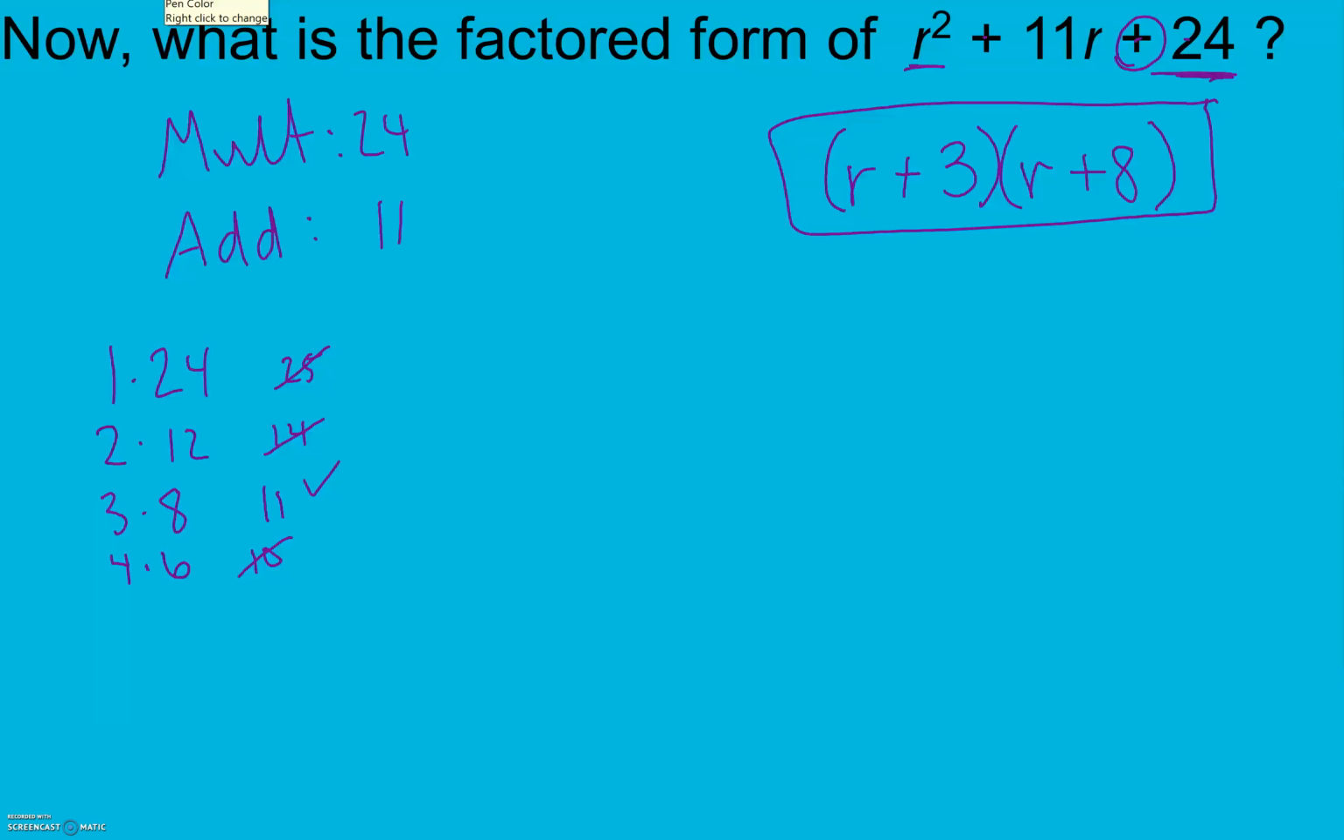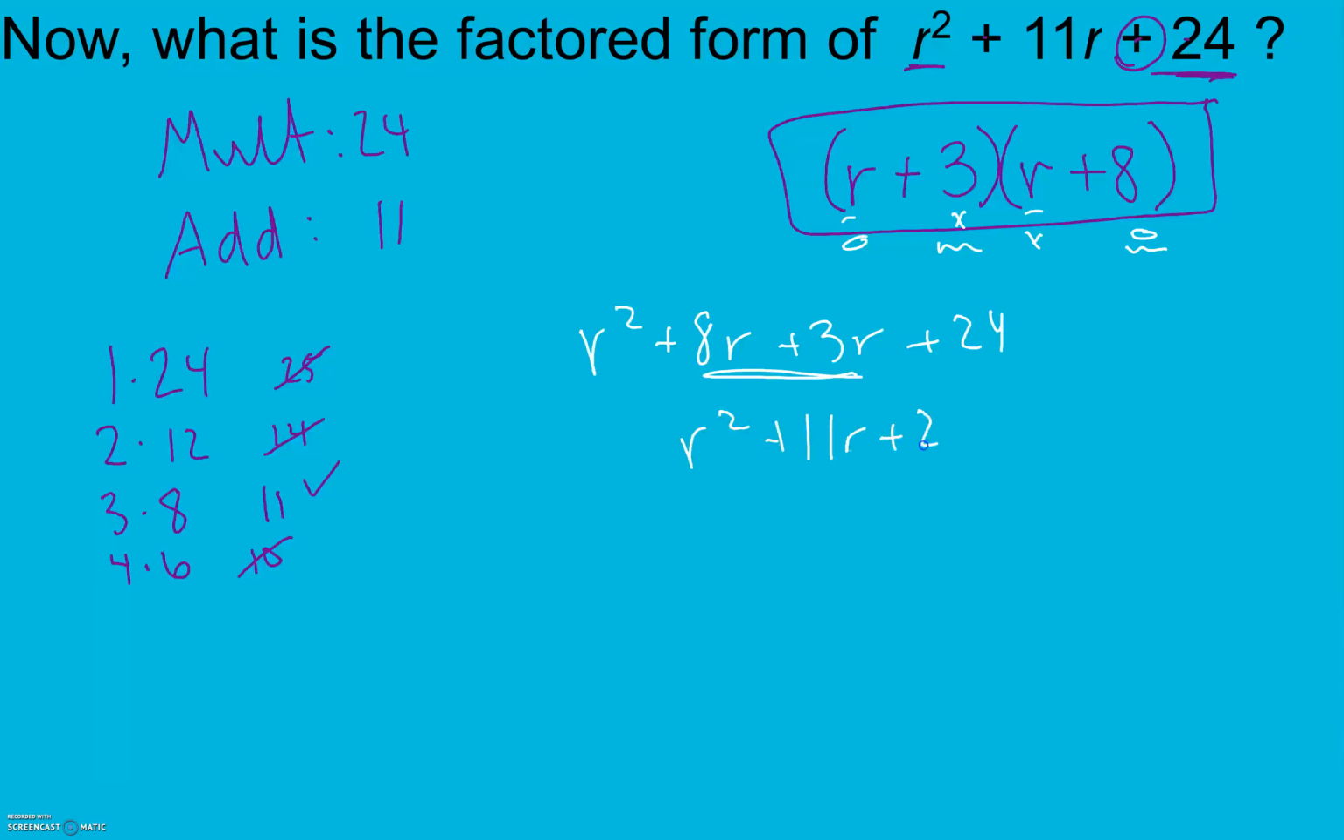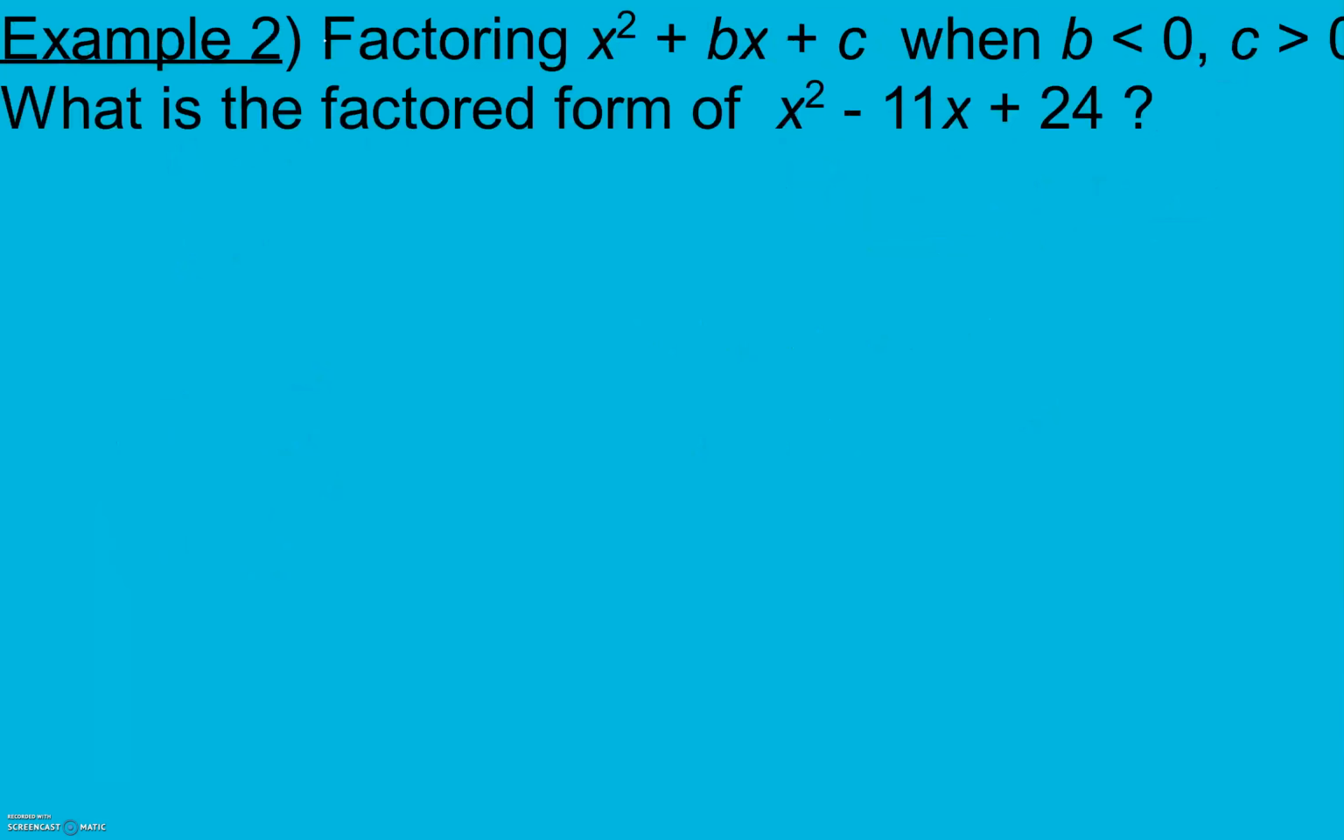Let's FOIL here to double check. Firsts, outsides, insides, and lasts. Combine our like terms, and I get r squared plus 11r plus 24. So it checks. Again, we always want to double check to make sure that we multiply to the last and add to the middle. Same idea here in example 2.